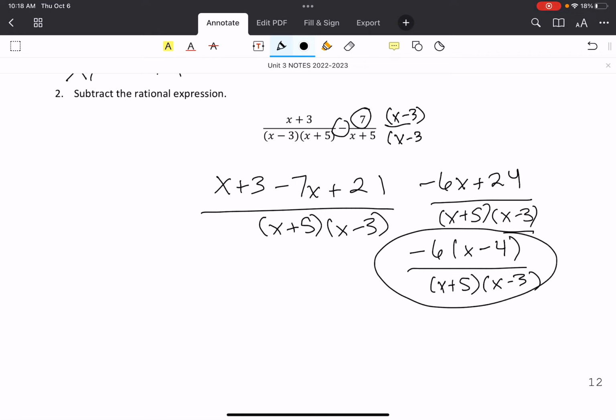But now what do I need? Oh, excluded values. And those would be negative 5 and 3, right? Negative 5 and 3.